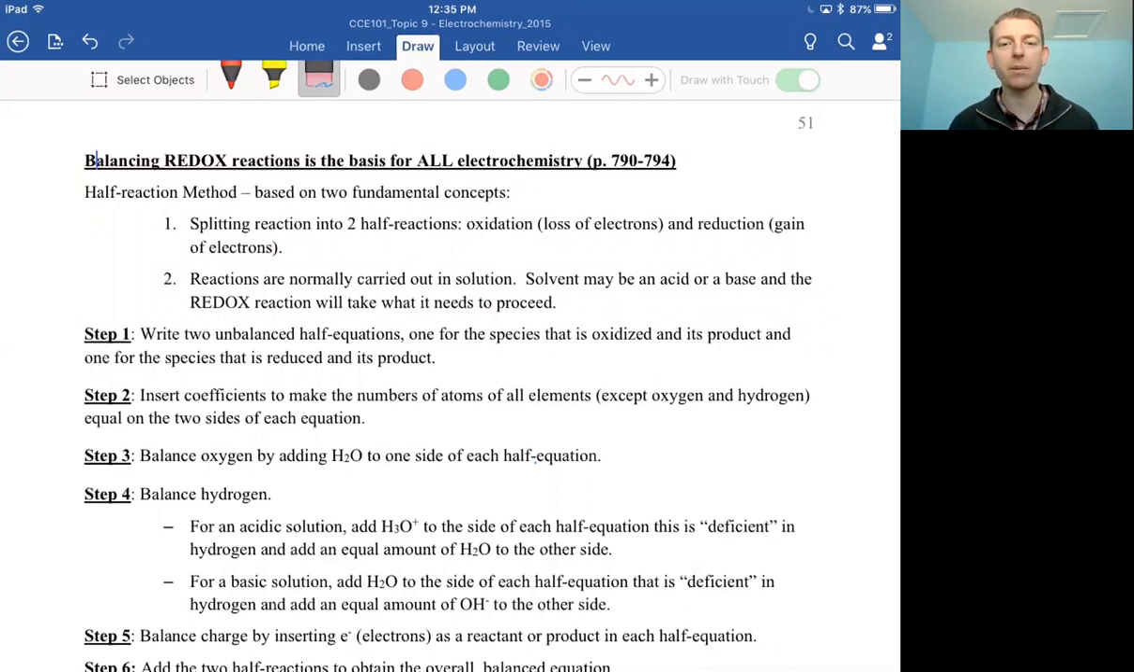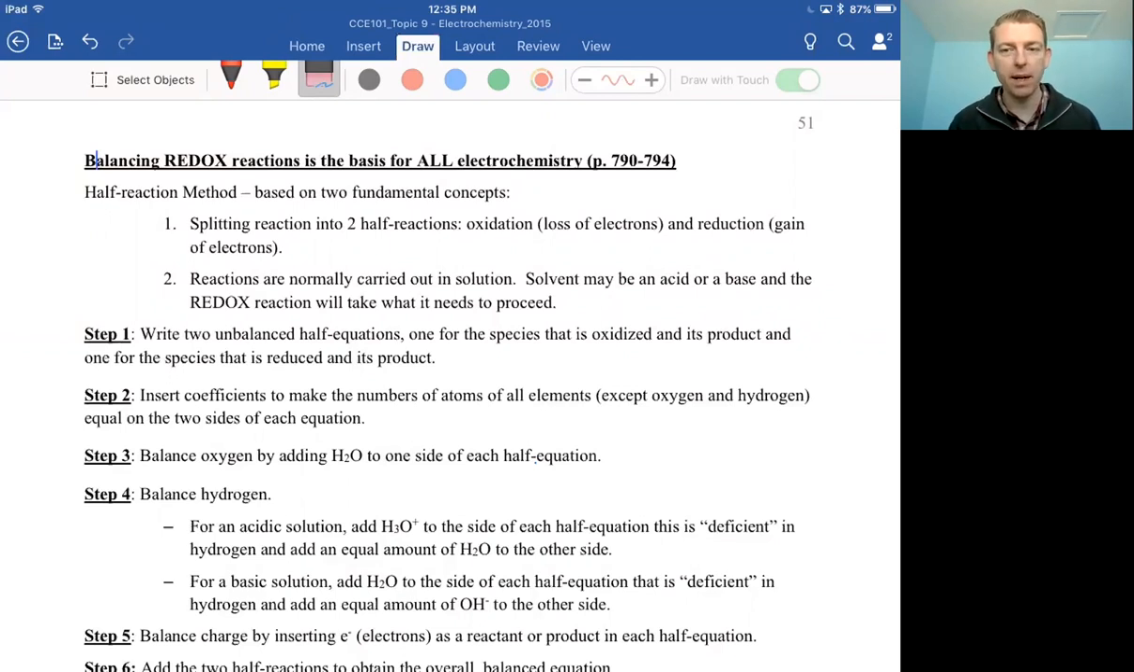Secondly, we know that these are going to be carried out in solution. For the ones that we're interested in for now anyways, we're looking at aqueous solutions, so things that are happening in water, and whether or not the water is acidic or basic is going to determine exactly where we find our extra hydrogens. So when we're balancing hydrogen, from that we can also balance the charge.